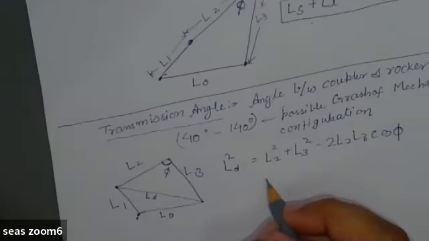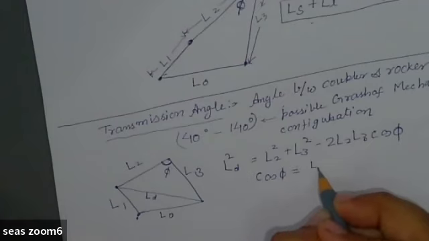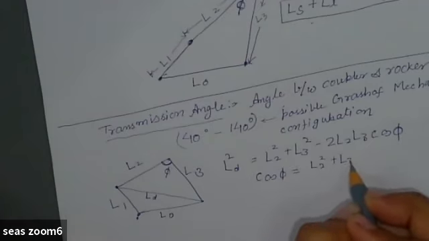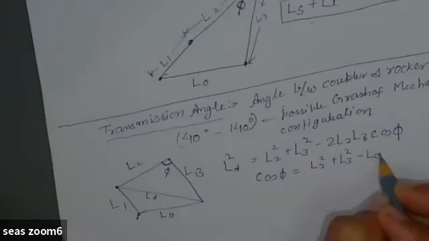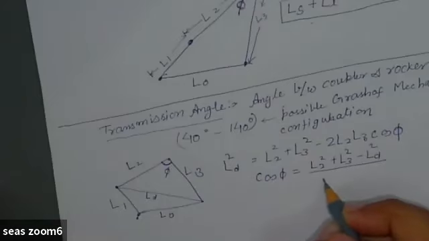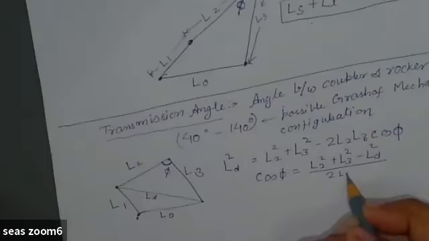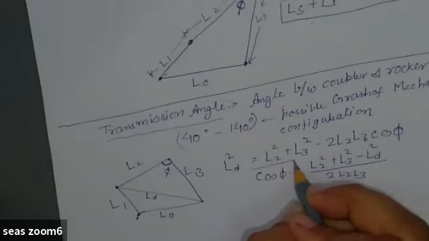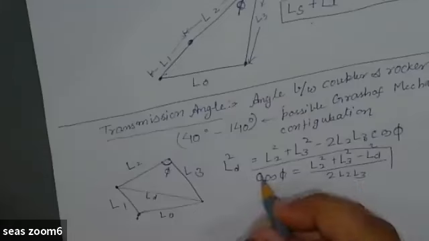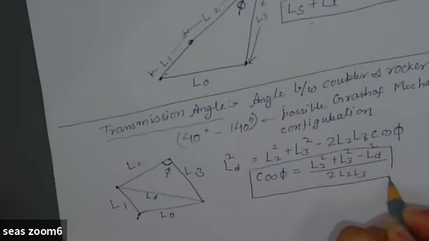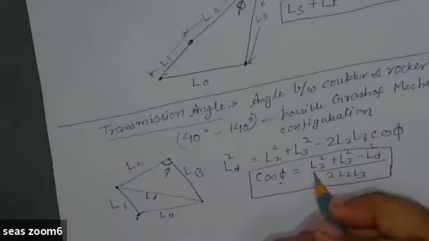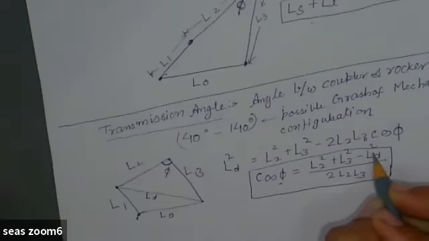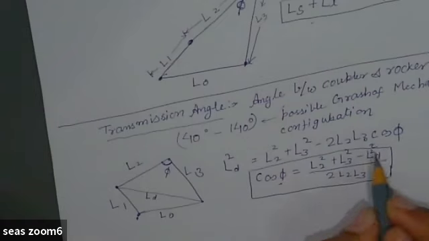Okay, so cos phi is (L2² + L3² − LD²) divided by 2 L2 L3. So that is how the transmission angle can be determined, which is a function of L2, L3 and LD. And LD is the diagonal element here, which again depends on L1 and L0.